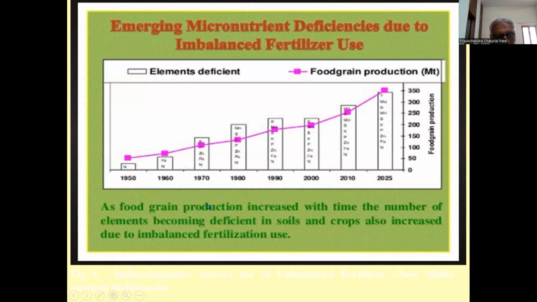You know that due to indiscriminate use of chemical fertilizers, there is multinutrient deficiency in India as elsewhere globally. In 1950 in India, we observed nitrogen deficiency. In 1960, nitrogen and iron. And at present, we are observing deficiency of nitrogen, iron, zinc, phosphorus, potassium, boron, manganese, cobalt, and so on. The farmers are not applying organic manures and only use chemical fertilizer, resulting in multinutrient deficiency in soil at present.